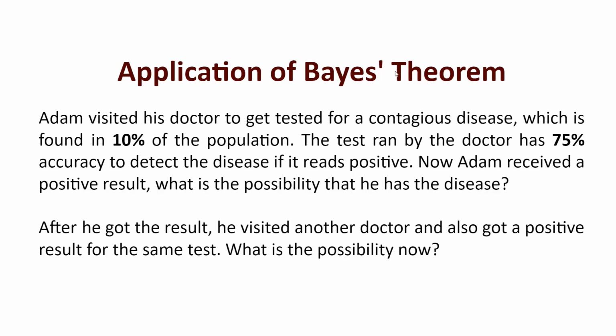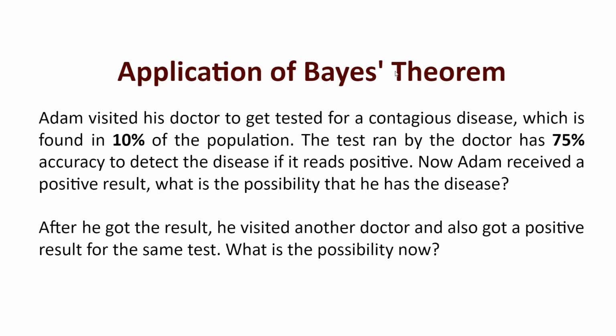So, for example, Adam visited his doctor to get tested for a contagious disease. I'm not saying it's COVID, but you can consider it could be COVID, which is found in 10% of the population. The test run by the doctor has 75% accuracy to detect the disease if it reads positive. So that's a condition. Now, Adam received a positive result. What is the probability that he has the disease? Okay, that's the first question.